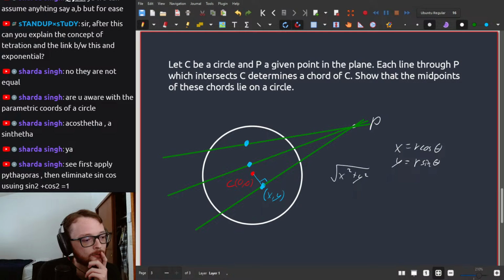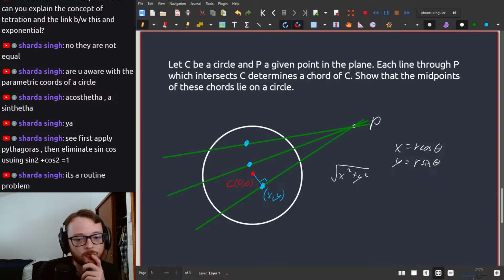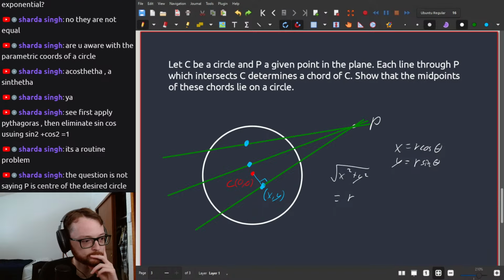First apply Pythagoras, then eliminate sine and cosine. It's a routine problem. Oh, taking these and plugging it into the distance? Okay. Well, isn't this going to be r, though? This r isn't the radius of the circle, it's some other distance. Yeah, sure. I just feel like it should be, but I'm open to it not being the center.